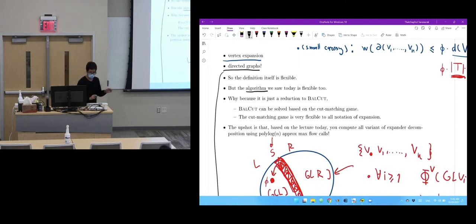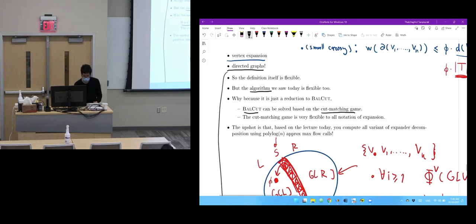The algorithm that we have seen is also flexible in the sense that once you have defined a notion of sparsity or expansion, you just try to define a balanced cut subroutine for that kind of expansion. And the balanced cut subroutine is solved using the cut matching game. And the cut matching game is very flexible to all kinds of notions of expansion too.